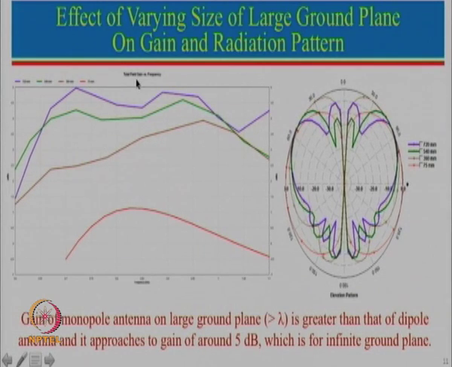Also, with the change in the ground plane, you can see this is for a very small ground plane, so the gain is less. You increase the ground plane to greater than lambda, then one can see that the gain is increasing, then the gain is further increasing, and here is the gain, which is approximately equal to 5 dB, which is what should be the directivity of a monopole antenna on an infinite ground plane.